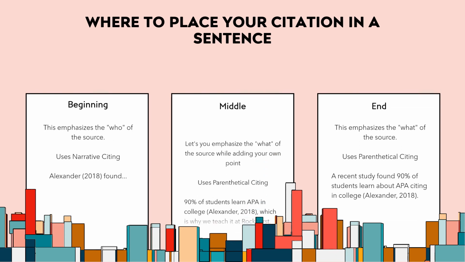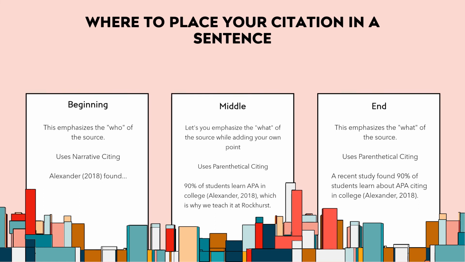APA also gives us the option of utilizing a citation in the middle of your sentence. This lets you emphasize the what or the fact of the source while adding your own point. In this case, you'll use parenthetical citing. And below you'll see an example where it says 90% of students learn APA in college, Alexander 2018. Which is why we teach it at Rockhurst.